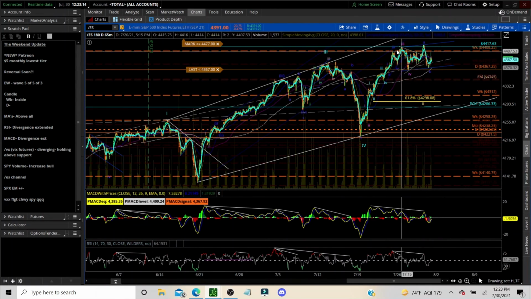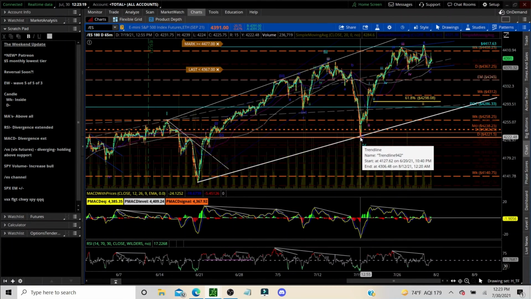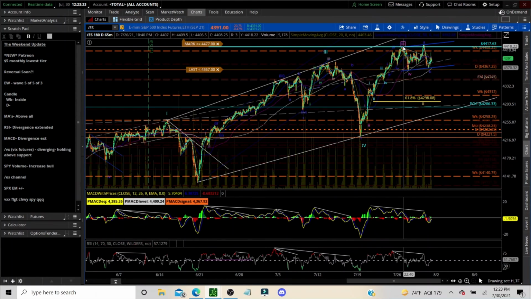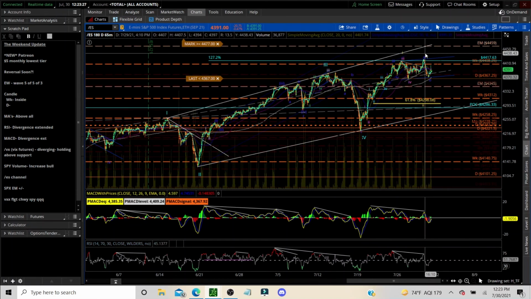We do have a channel that's going on right now. This last wave 5, if this is true that this is an expanding diagonal, this should be an X, Y, Z further up, and then we'll see.